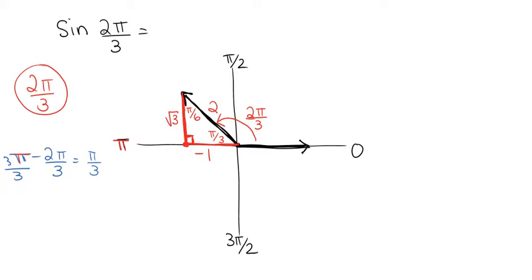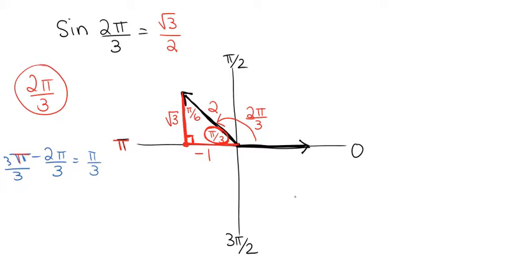To find sine of 2 pi over 3, we use this related angle to answer that question. So we use opposite over hypotenuse. So opposite is √3, and hypotenuse is 2. So sine of 2 pi over 3 is equal to √3 over 2.